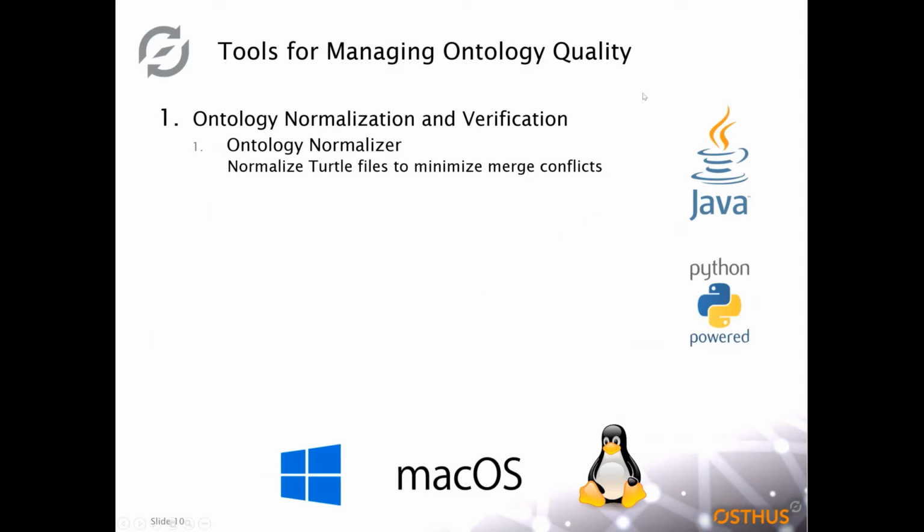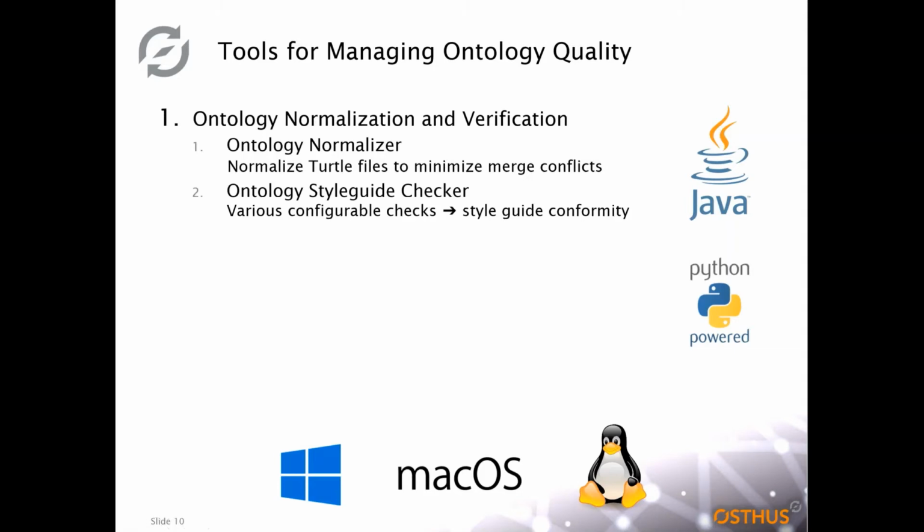So where are we in our package of tools? We have looked at the normalizer to minimize merge conflicts, to get rid of meaningless change, to make it easier to see what the actual change is on the source code. We have our Styleguide checker, which was originally developed to test for Styleguide conformity, but it's flexible and can be configured to your needs.